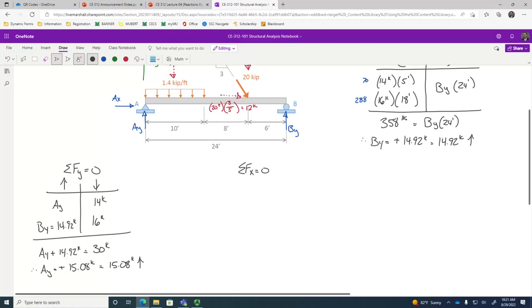Okay? So we're going to draw a similar table. And what I'll do is I'll say everything going to the left and everything going to the right. I'll actually go through and do the assessment. Now, what I have here, though, is something that hasn't happened yet. Okay? So I have AX to the right, and I have 12 kips to the right.